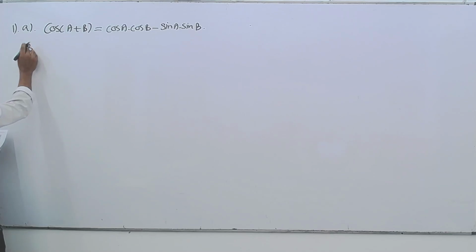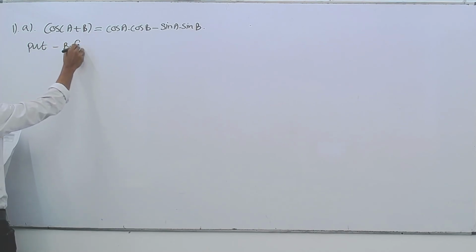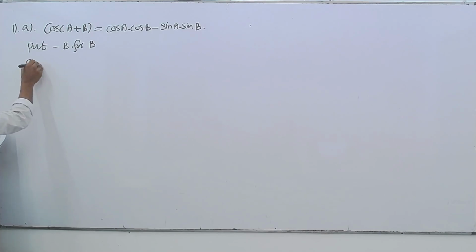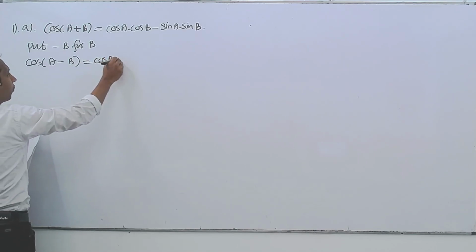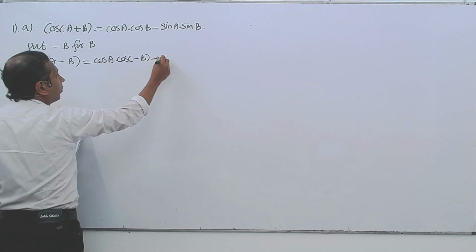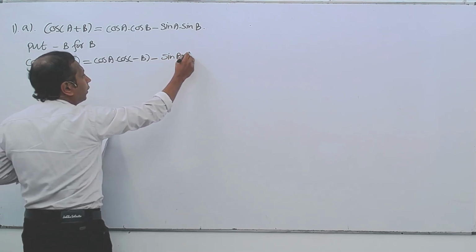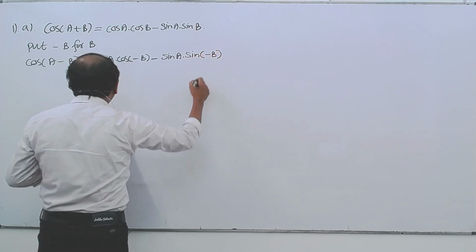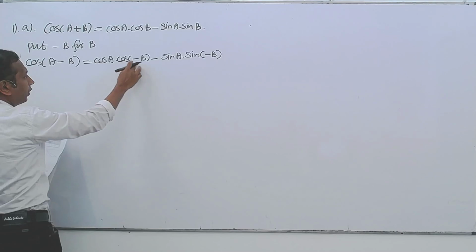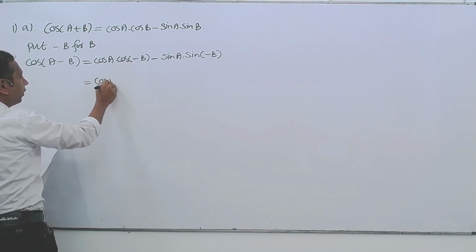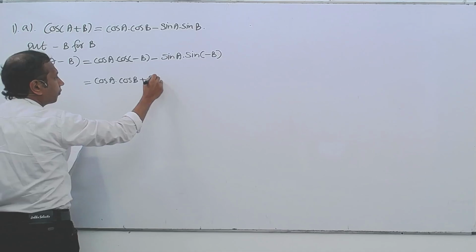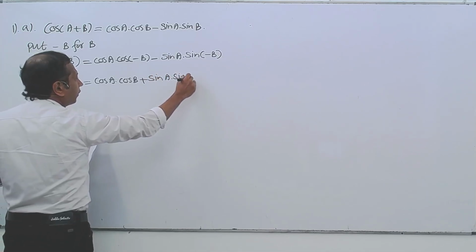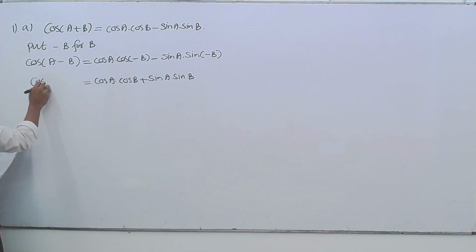Put minus B for B. Cos, then here minus B means A minus B. Cos A cos minus B minus sin A sin minus B. Cos minus theta is cos theta, so we can write it without the minus sign here. This minus sign you can take out, then plus sin A sin B. Left hand side we have cos(A−B).